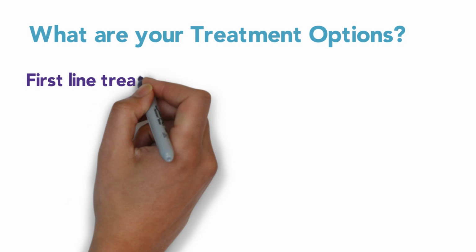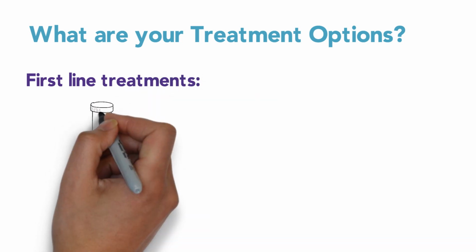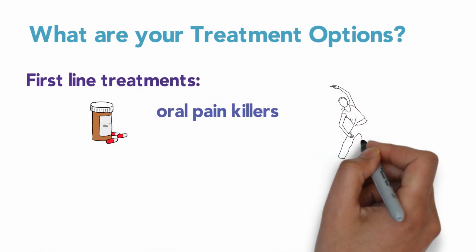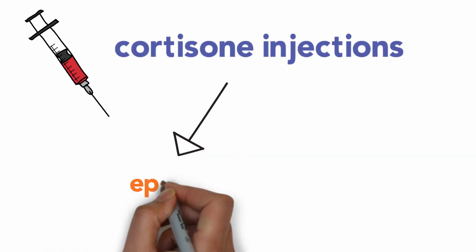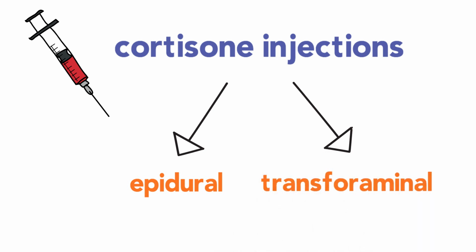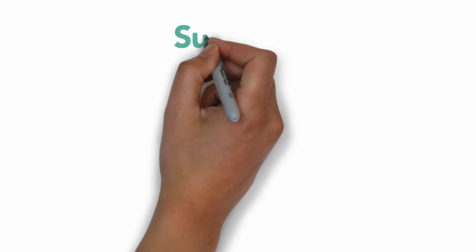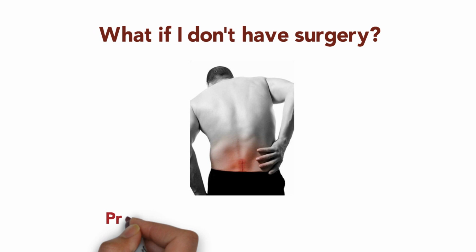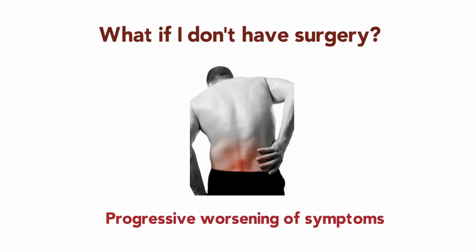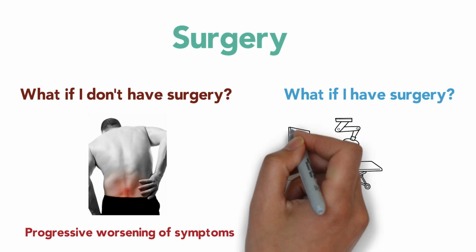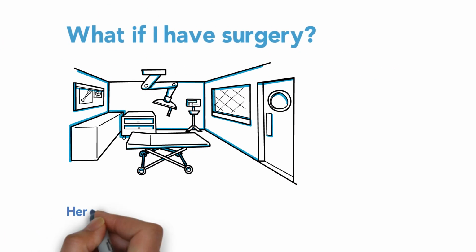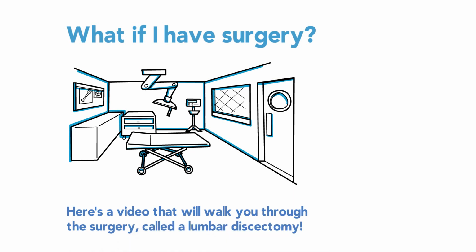What are your treatment options? The first line of treatments include oral painkillers, physical therapy, cortisone injections, which can be epidural or transforaminal. What about surgery? While the first line treatments can help manage your symptoms, if you choose not to go through with a surgery for spinal stenosis, there can be a progression and worsening of your symptoms. What if you do have a surgery? To give you some background, let's watch a video that will walk you through a lumbar discectomy.